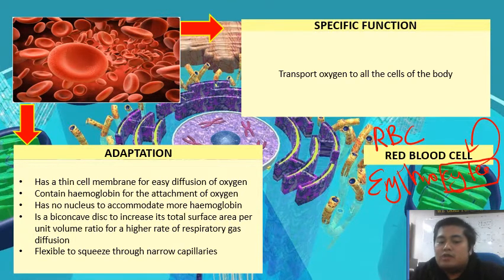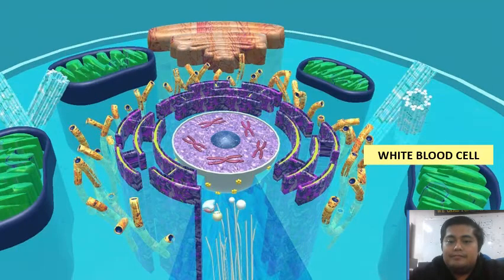It also a biconcave disc shape to increase the total surface area per unit volume ratio for a higher rate of respiratory gases diffusion. And it is flexible to squeeze through the narrow capillary. So macam kita tahu, kapilari-kapilari darah kita dia sangat kecil, it's very narrow. So sebab itulah kita punya red blood cell penting untuk dia mempunyai keadaan di mana dia fleksibel. So dia boleh pass through the narrow capillary.